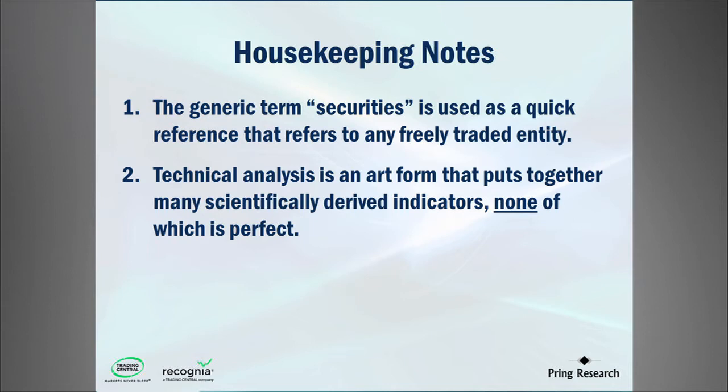Second, it's very important to understand that technical analysis is an art form that puts together many scientifically derived indicators, none of which is perfect. There is no holy grail. There are no perfect indicators. If that's what you're looking for, click on that close button right now and go no further. In technical analysis, we're dealing in probabilities. So even when there might be a 95% probability of a trend reversal, there's still a 5% probability that it will not materialize.